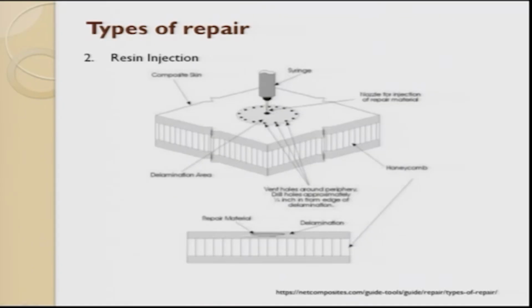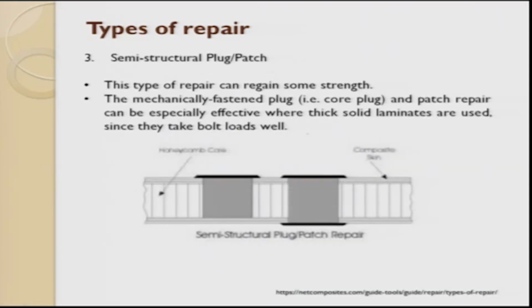Through this syringe what we do is we try to push in the resin, so that this is a delaminated area and the vent holes around the periphery are drilled approximately 1/4 of an inch from the edge of the delamination. We try to make small holes and then through that we try to infuse resin and then we try to see the damage. So, this is the repair material, this is the delamination. So, this is the repair material. So, this is for a honeycomb structure and it can also be used for one ply damage, that means to say just below the surface.